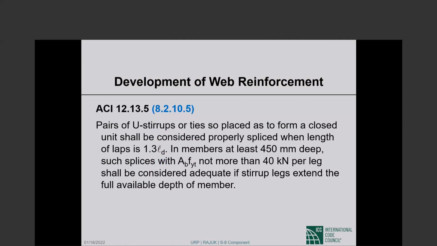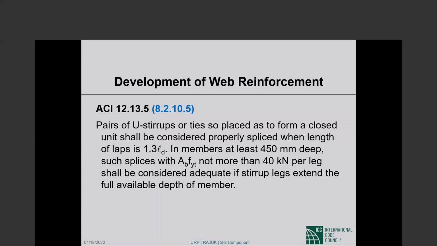So pairs of U stirrups. The idea here is you take two U's. In one, the verticals are going up, and in the other the verticals are going down. You put one on top of the other to make a closed hoop. That's the idea, or hoop-like thing. So pairs of U stirrups or ties so placed as to form a closed unit.